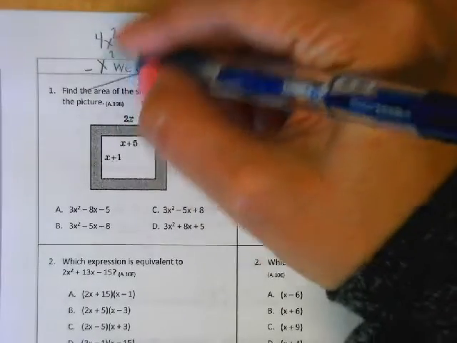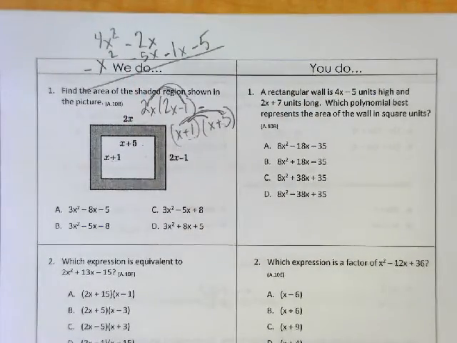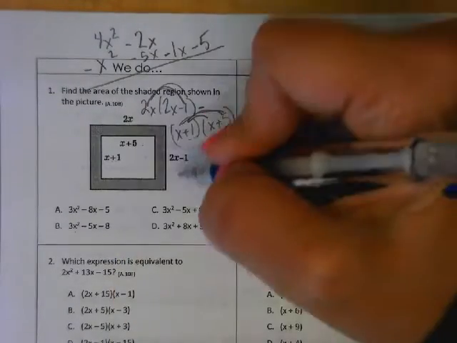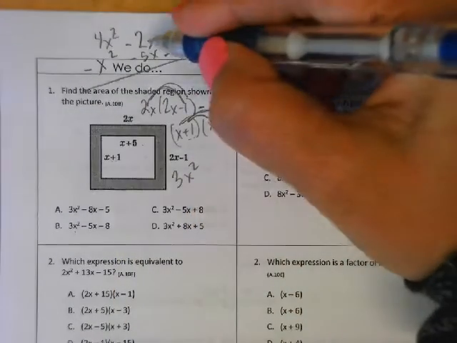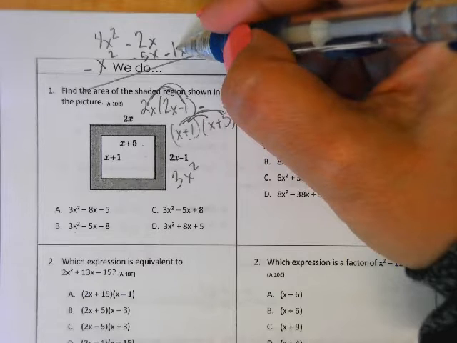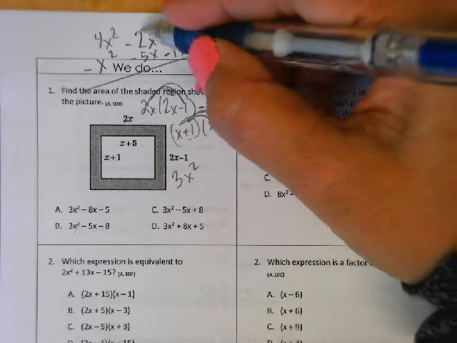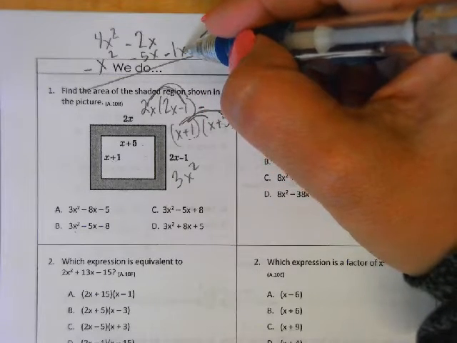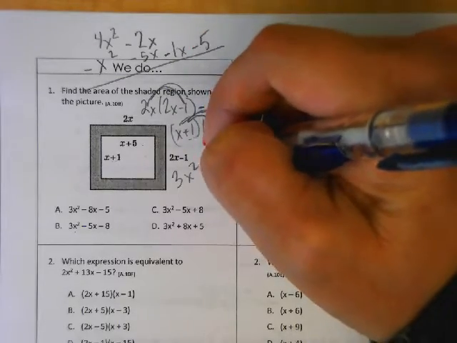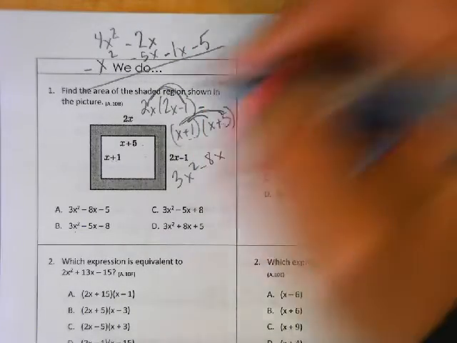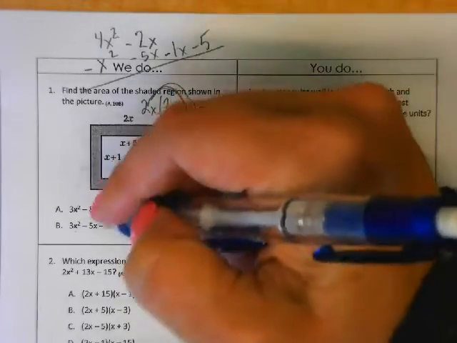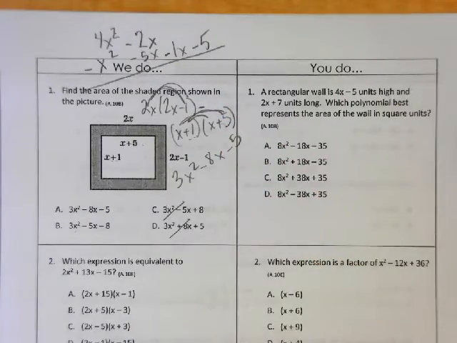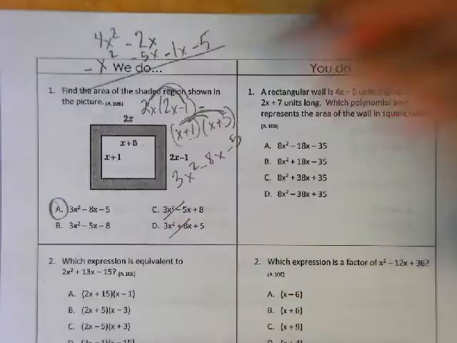So what is 4x squared minus 1x squared? 3x squared. Look, they all have a 3x squared. That doesn't help us. A negative 2, a negative 5, and a negative 1. What do we get there? Negative 8. Don't forget our x. Well, that brings us to these two. And then I have a minus 5. Which one is it? A.